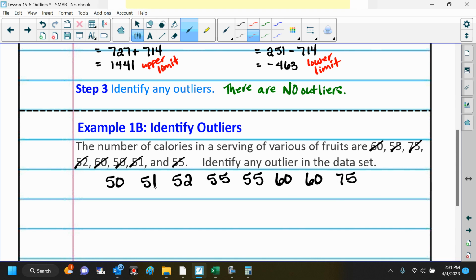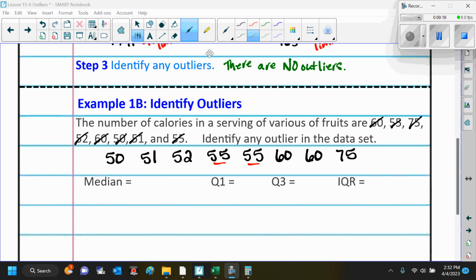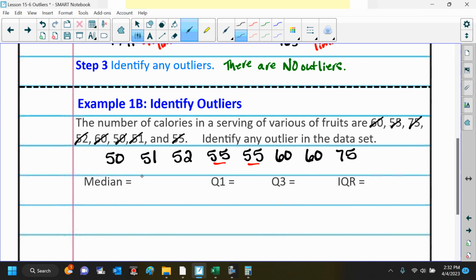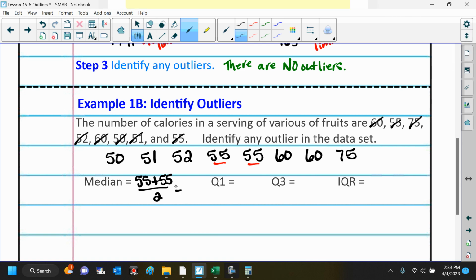So that's 1, 2, 3, 4. This one, and 1, 2, 3, 4. This one. So we want to add those 2 middle numbers together and divide by 2. So 55 plus 55 divided by 2. That, of course, is going to give us 110 divided by 2. And, of course, that's going to give us 55 again. So our median is 55.